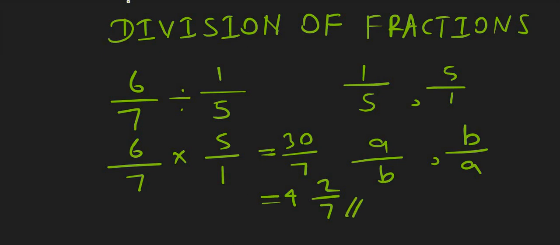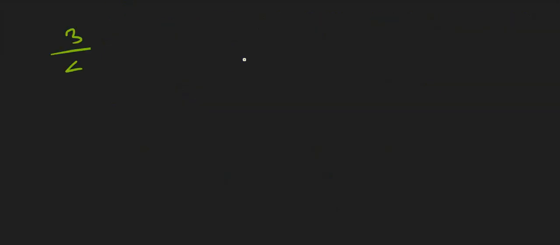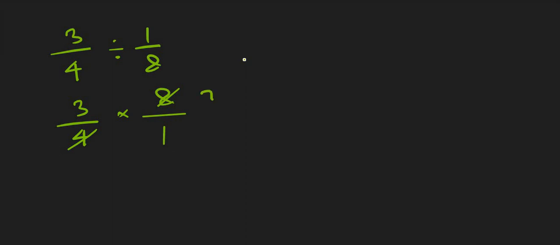Let's work out another example. Now 3 over 4 divided by 1 over 8. So 3 over 4 multiplied by 8 over 1. You can cancel 4 and 8 because 8 can be divided by 4. We get 2. 3 multiplied by 2 is 6. 6 over 1 is actually 6.